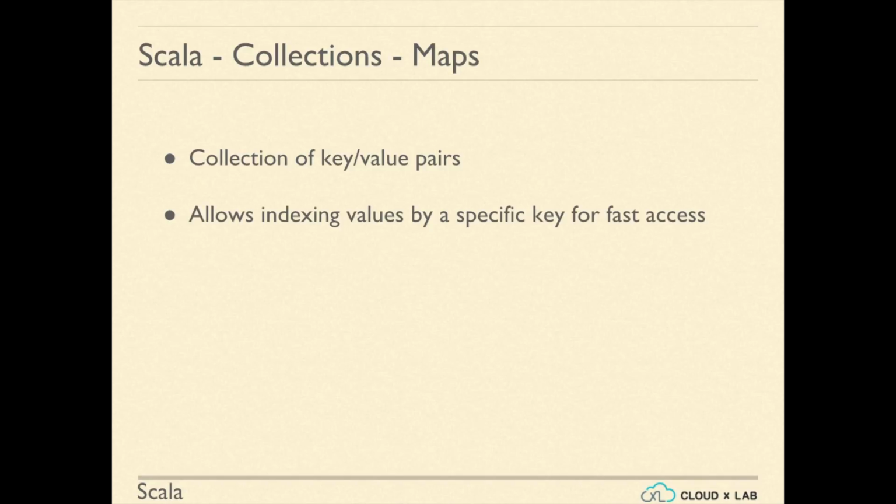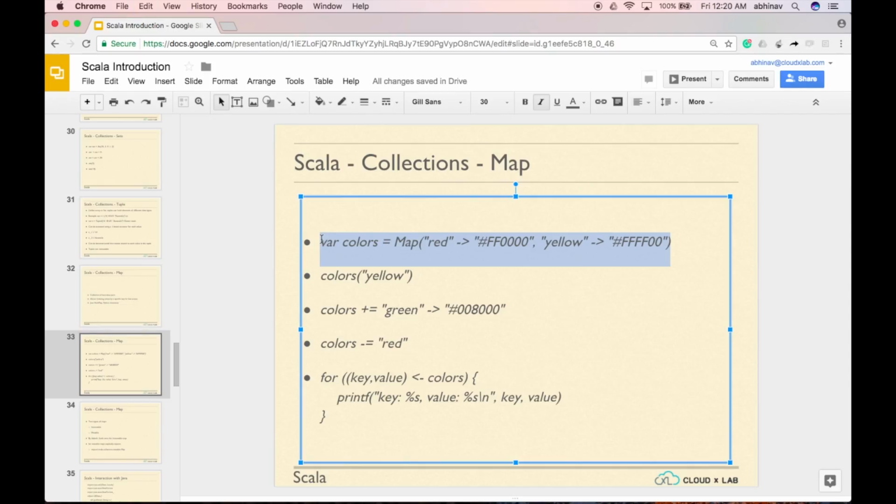Scala maps are a collection of key-value pairs. Maps allow indexing values by specific key for fast access. You can think of a Scala map as a Java HashMap or Python dictionary. Let's do a hands-on on Scala maps. Copy the code displayed on the screen.